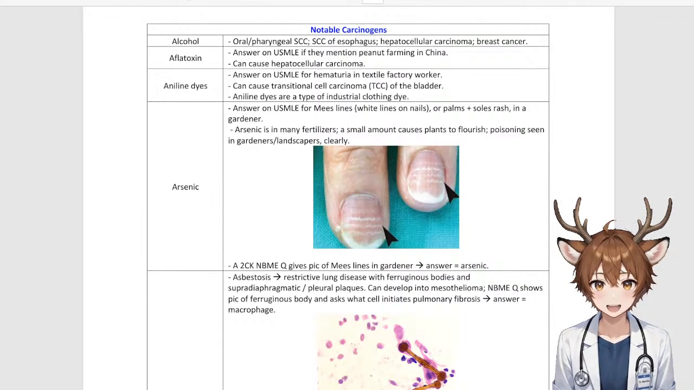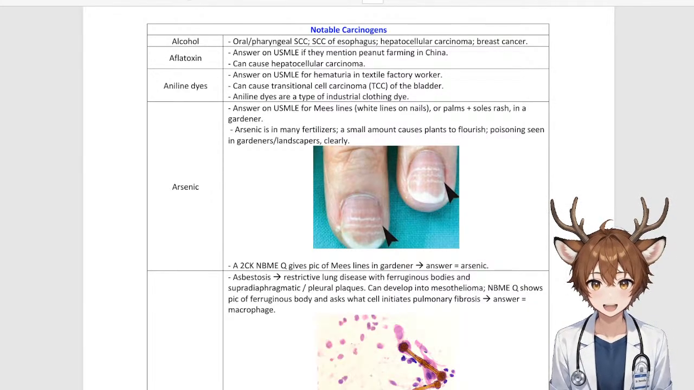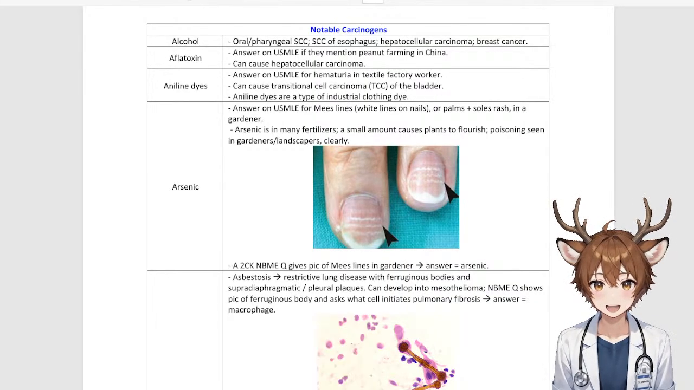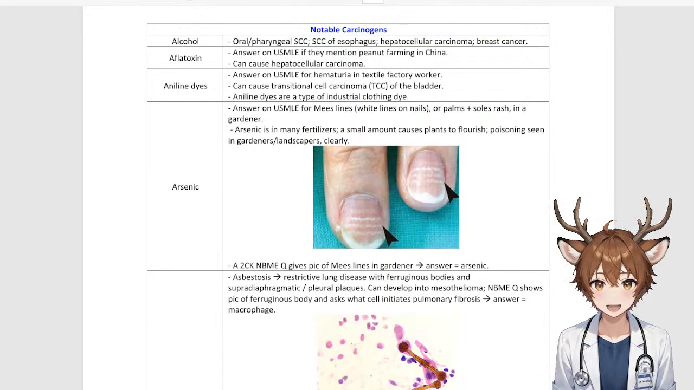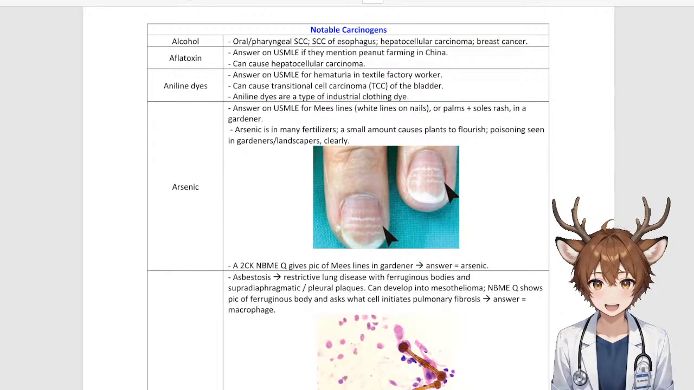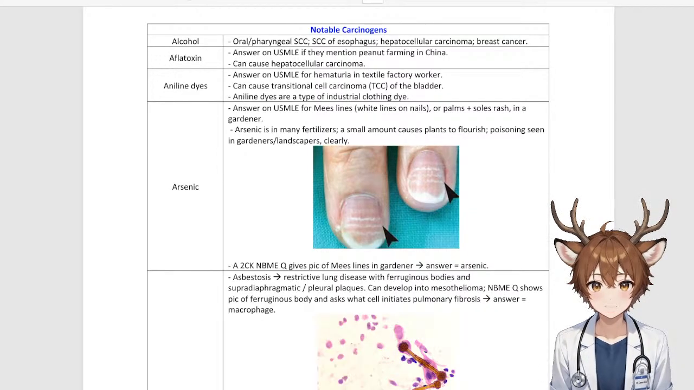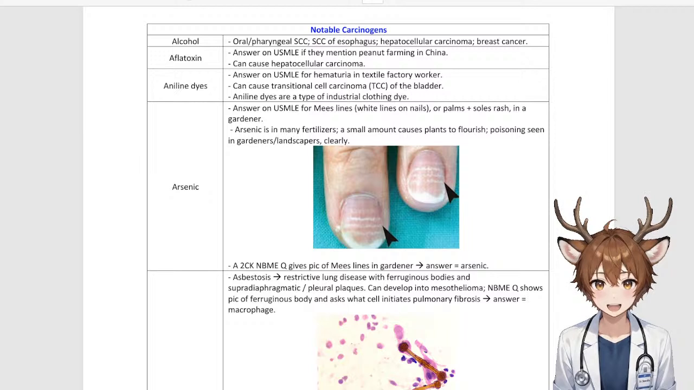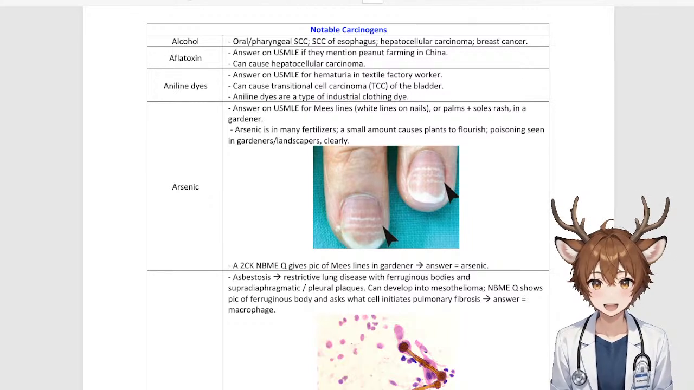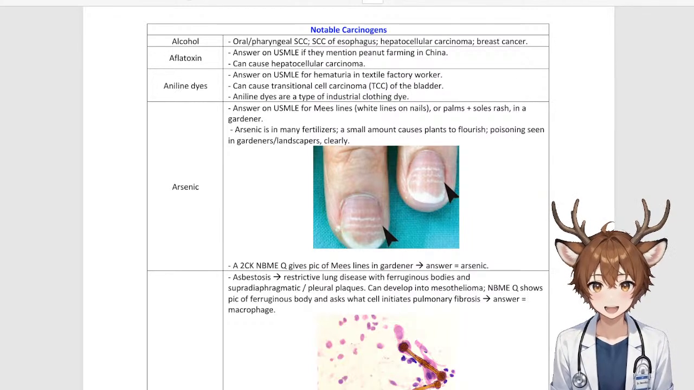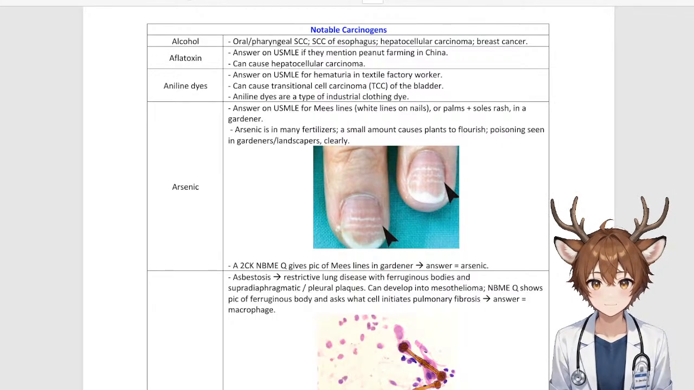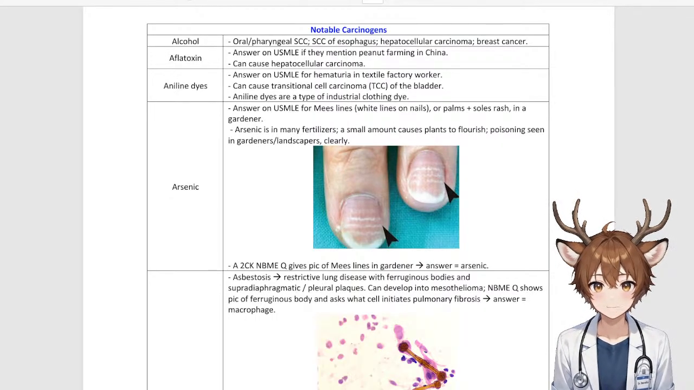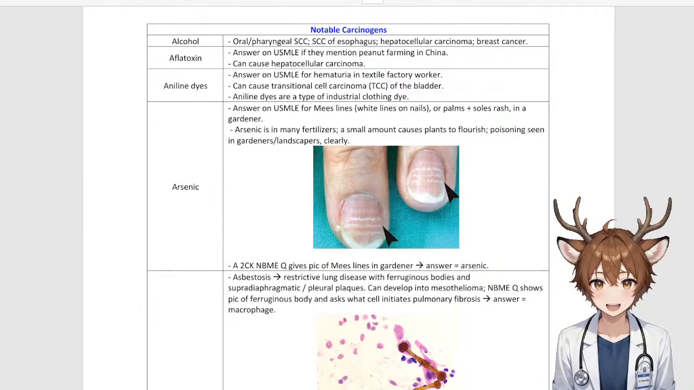Notable carcinogens: alcohol, oral/pharyngeal squamous cell carcinoma, squamous cell carcinoma of the esophagus, hepatocellular carcinoma, breast cancer. Aflatoxin, answer on USMLE if they mention peanut farming in China, can cause hepatocellular carcinoma. Aniline dyes, answer on USMLE for hematuria and textile factory worker, can cause transitional cell carcinoma, TCC, of the bladder. Aniline dyes are a type of industrial clothing dye.